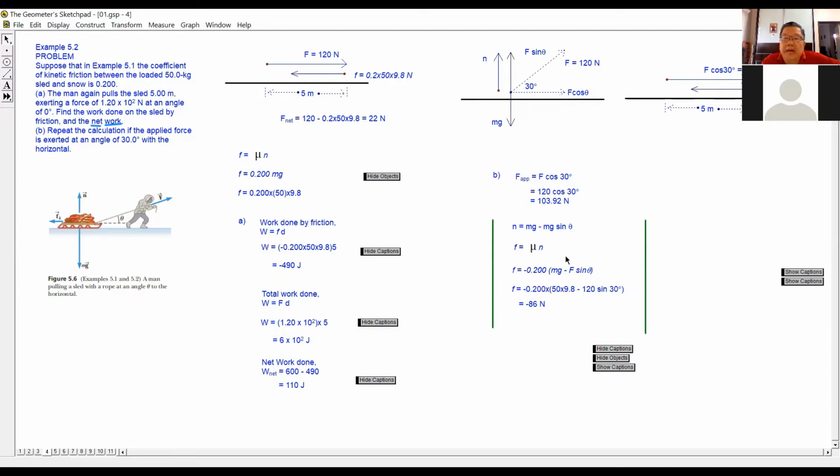Okay. Then what is the frictional force? This has an effect on the frictional force. The frictional force is mu times N, the coefficient of friction multiplied with the normal reaction, right?